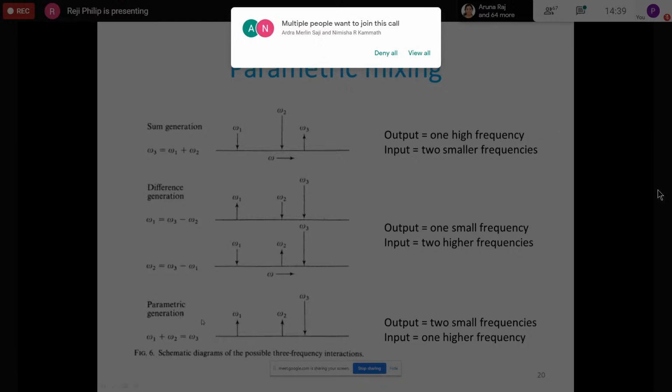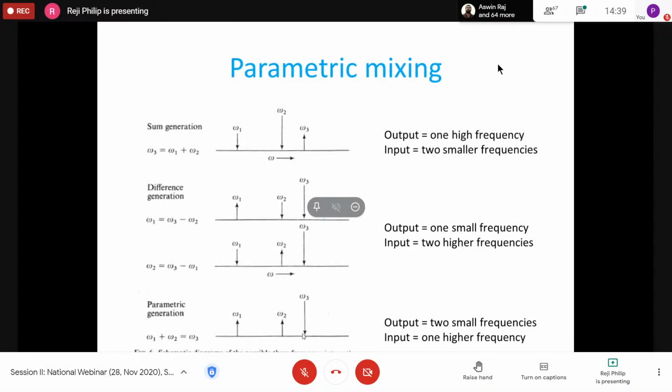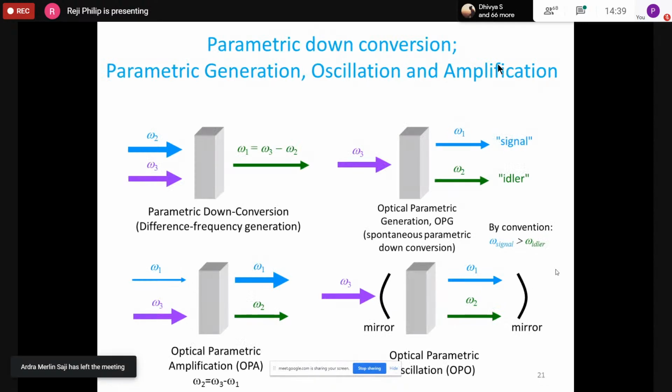Now the advantage in parametric generation is that you can keep your input the same, but you can continuously vary omega 1 and omega 2 in such a way that omega 1 plus omega 2 is always equal to omega 3. So these are the different facets of parametric mixing in nonlinear optics. And parametric down conversion, parametric generation, oscillation, amplification are slightly different variations of the same theme, but it's basically the same thing.